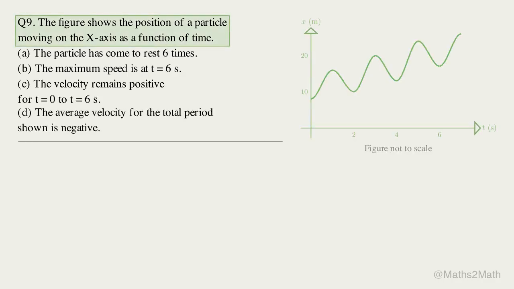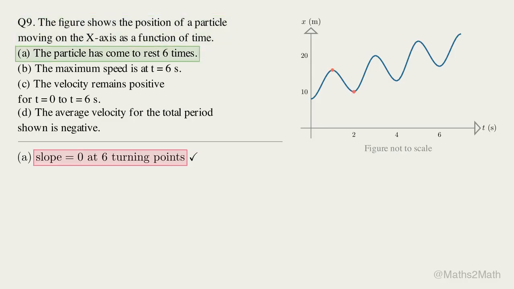Question 9. The figure shows the position of a particle on the x-axis as a function of time. Option A. The particle has come to rest 6 times. Option B. The maximum speed is at t equals 6 seconds. Option C. The velocity remains positive from t equals 0 to 6 seconds. Or option D. The average velocity for the total period is negative. What does this mean? Rest means slope 0. Count the flat moments and watch where the curve rises or falls. The curve flattens at every peak and every valley, 6 such moments in the plot. The particle came to rest 6 times.